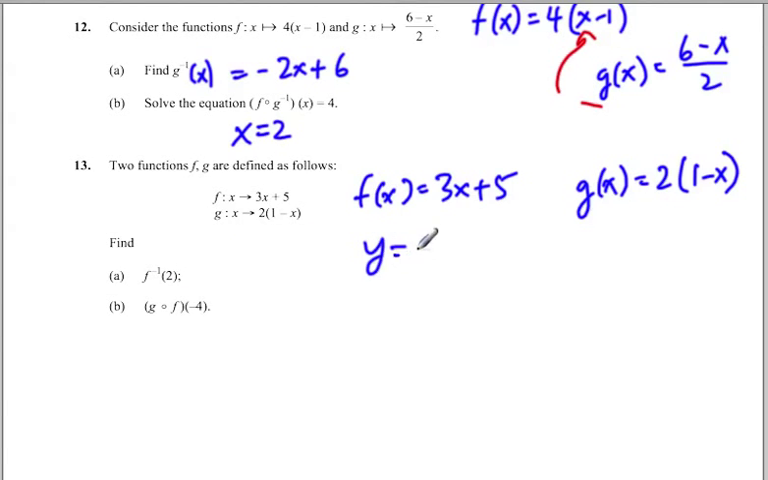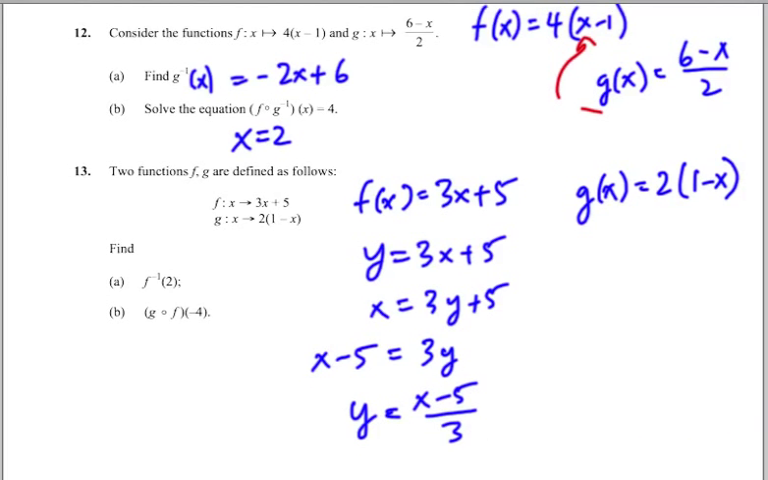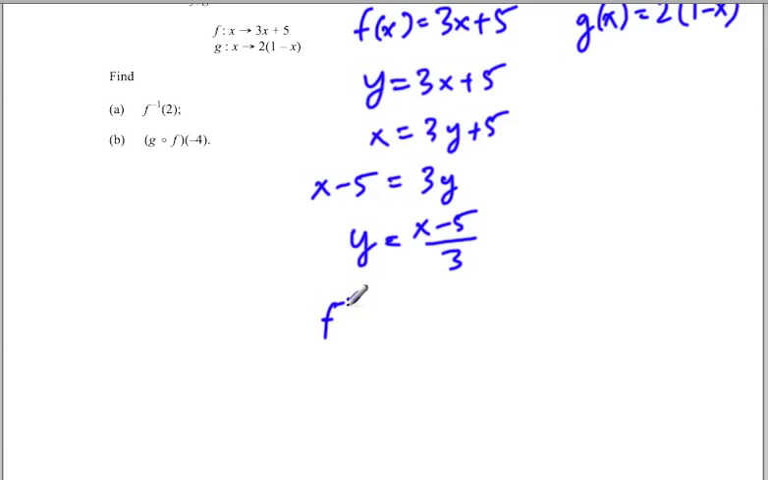So this is y is equal to 3x plus 5. x is equal to 3y plus 5. So this is x minus 5 is equal to 3y. And then we divide by 3. So y is equal to x minus 5 divided by 3. And so f inverse of x is equal to x minus 5 divided by 3.